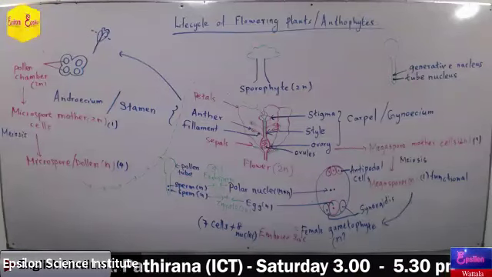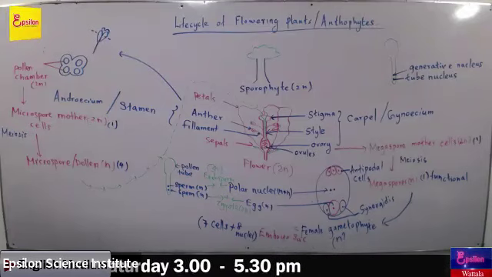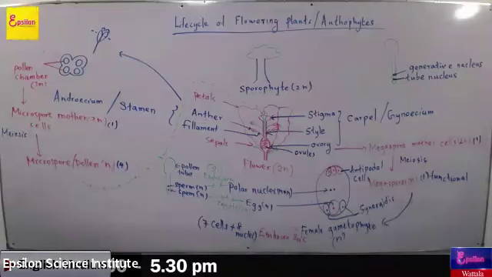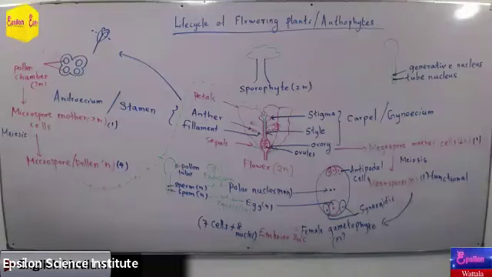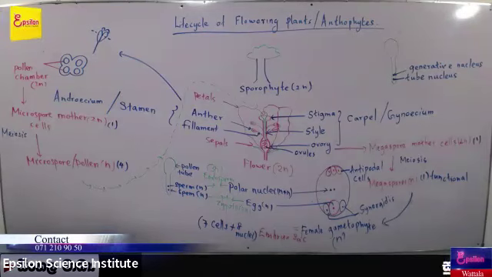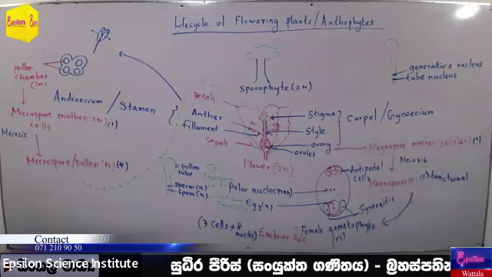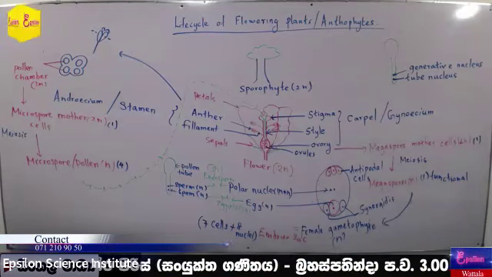Anything not clear? That side, no need to draw again. Generative nucleus and tube nucleus are there, and when it reaches the micropyle of the ovule, the tube nucleus disappears. The generative nucleus divides into two sperm nuclei. That's what I wanted to say. No need to draw both times. You can draw only one. Okay.